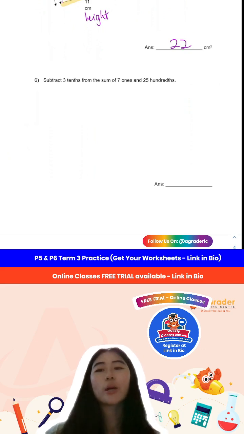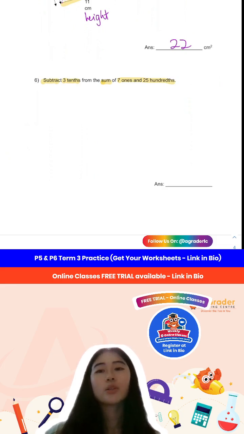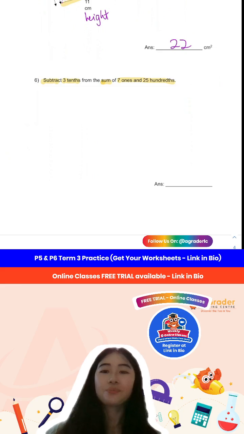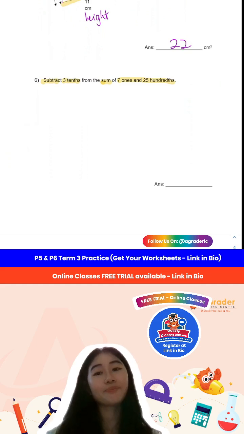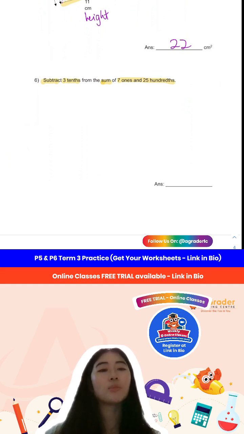Next question, you guys can try it out. You are supposed to subtract 3/10 from the sum of 7 ones and 25 hundreds. Okay, so this would be a 1 mark question. It should not take you more than 30 seconds to solve this. So I will give you 30 seconds. Once you change your answer, you send me 2 different answers.